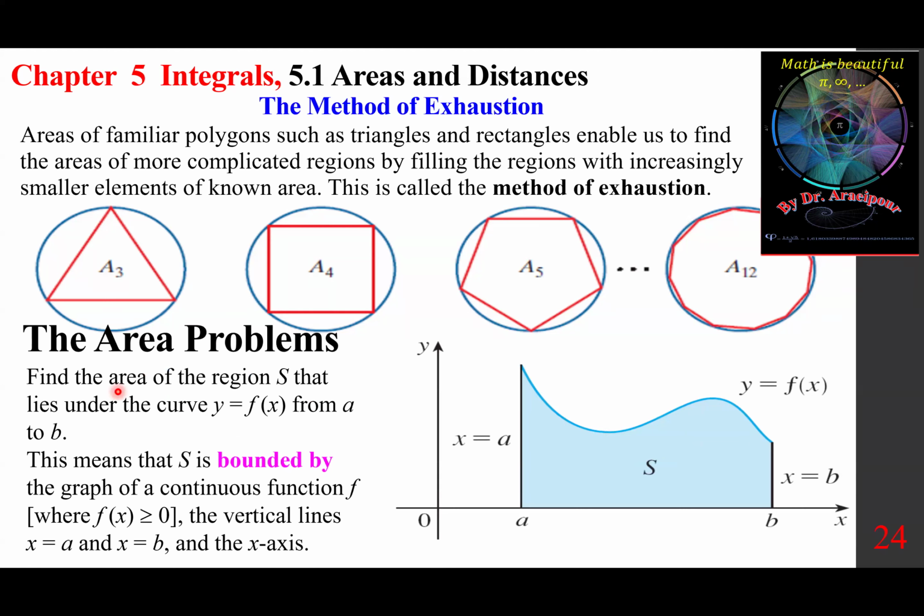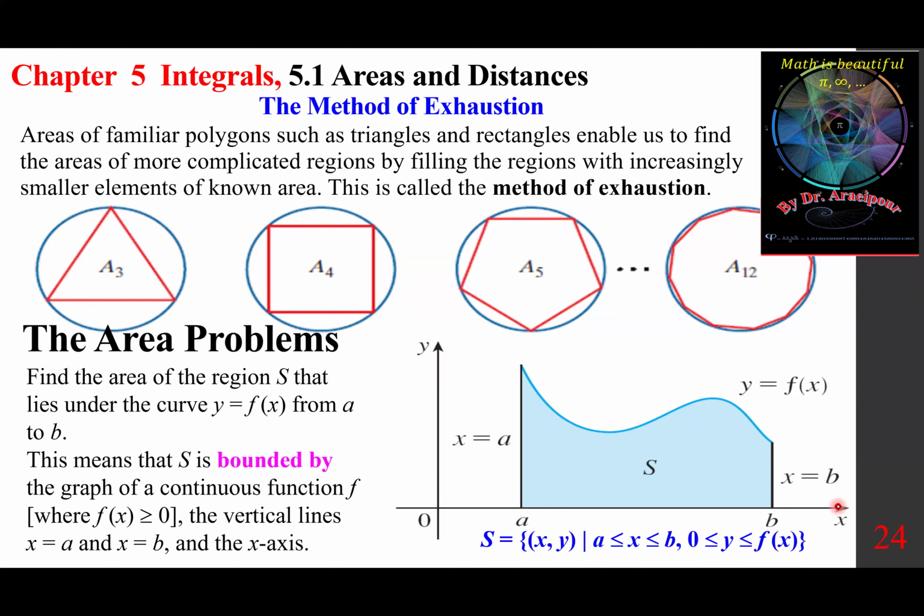The area problem: find the area of the region S that lies under the curve y equals f of x from a to b. This means that S is bounded by the graph of a continuous function f, where f of x is larger than or equal to 0. We are dealing with a positive function. It is bounded by the vertical lines x equals a and x equals b, and the x-axis. We can write this region as S equals the set of pairs (x, y) such that x is between a and b and y is between 0 and f of x. Remember, the x-axis has the equation y equals 0.